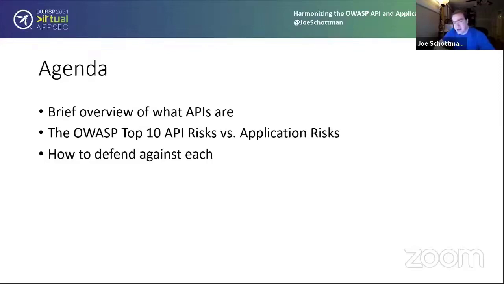So the brief agenda for this talk, I'm going to have a really short overview of what APIs are and some of the technologies that are commonly used. Then I'm going to dive deep into the OWASP top 10 API risks versus application risks. And as part of that, I'll give a little bit of information about how to defend against each one of those.